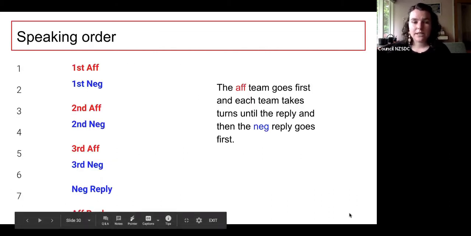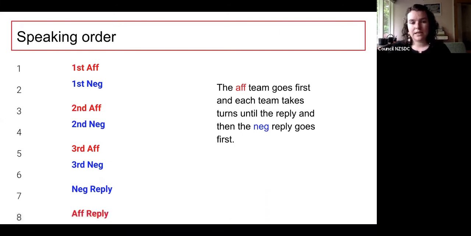So this is the order that speeches happen in. So we start with the first affirmative speaker and then the first negative speaker, and we continue along until we get to the replies, and we hear the negative reply and then the affirmative reply. I don't know why we do that, but that's just the way that it happens. The affirmative team get the first word and the last word, and the negative team get the first right of reply.